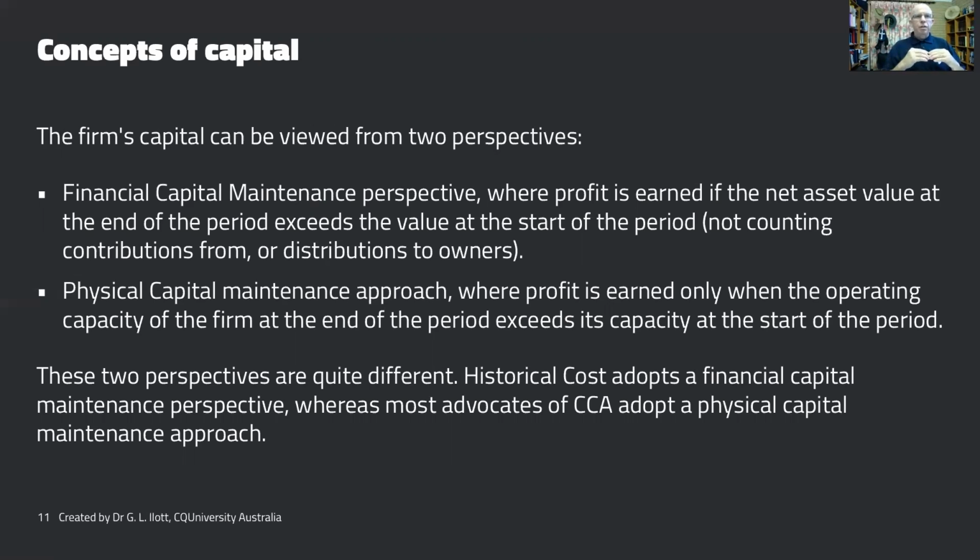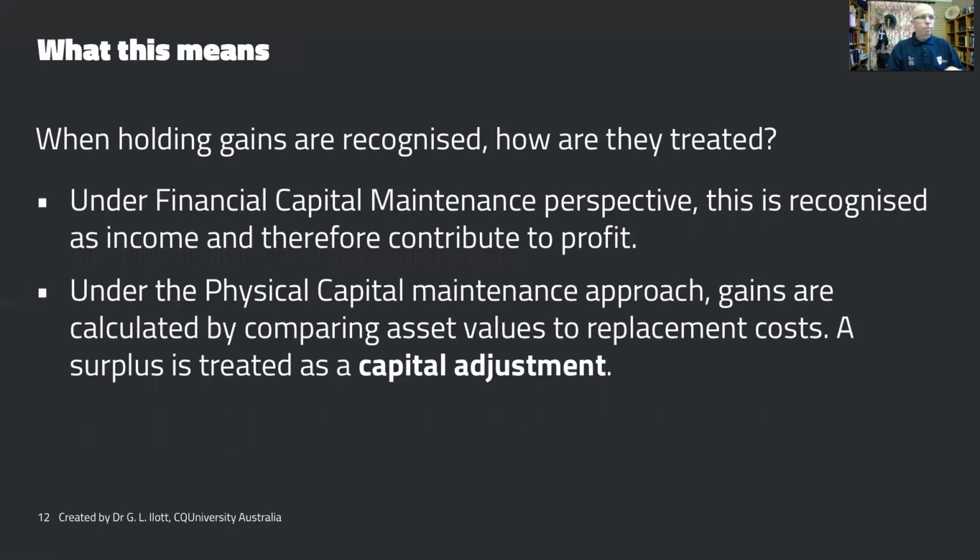So what this means is that if the value of the asset improves at the end of the period, then under the physical capital approach, the difference wouldn't be booked as straight profit, it would be put in a capital reserve. So that's what this slide means. The financial capital maintenance perspective is what we are familiar with, whereas the physical capital maintenance would do a capital adjustment.